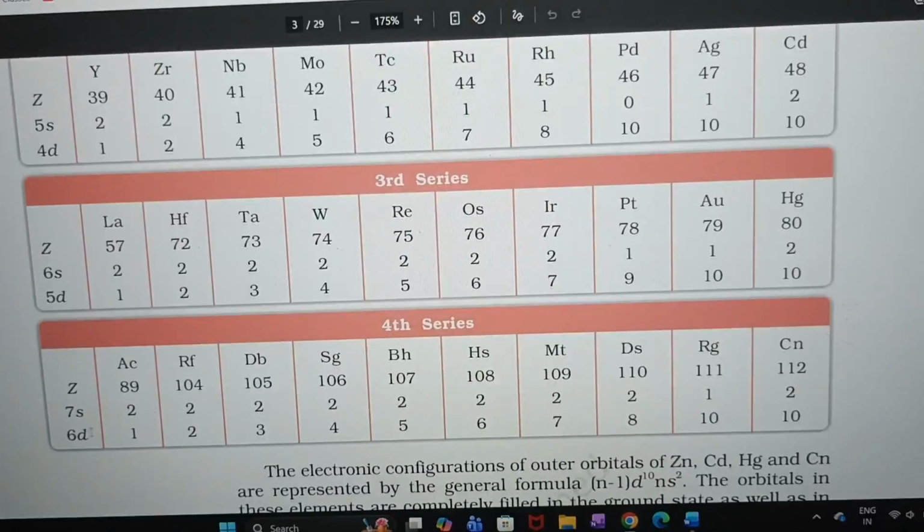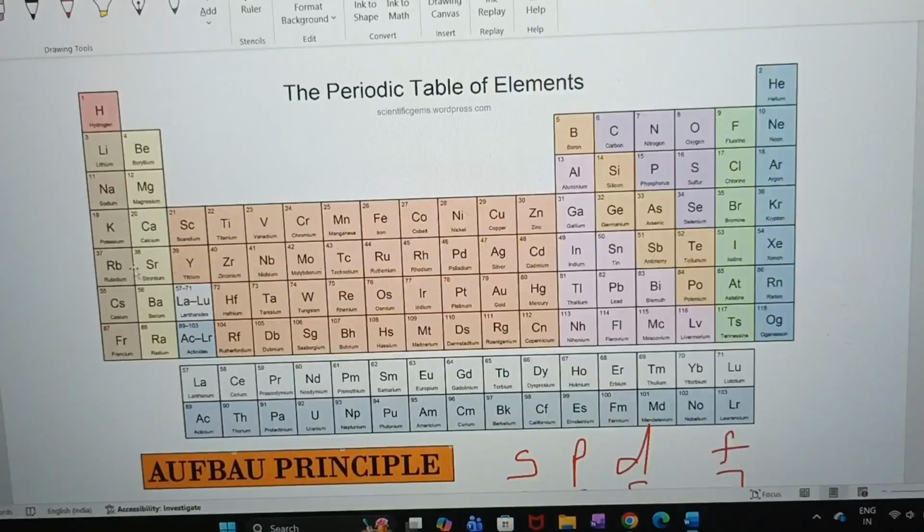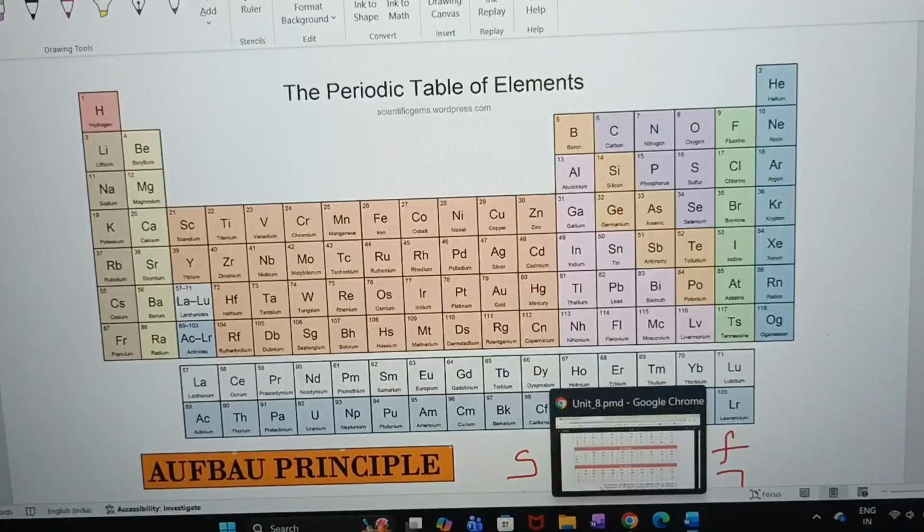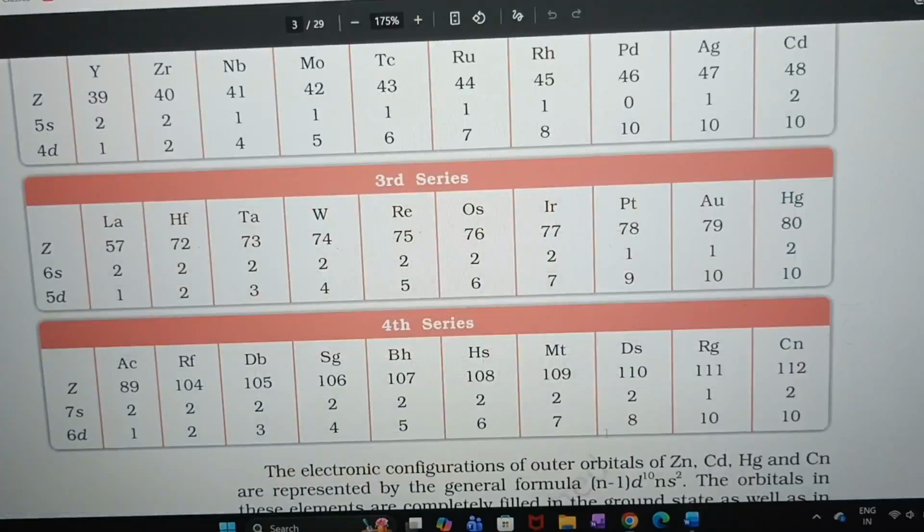Next will be the 6d series, 6d and 7s. For this, if you have to write the noble gas, for the 5d series, you will write xenon. And for the 6d series, you can write radon in the brackets before writing 6d and 7s. Before writing that, you can put the noble gas in the bracket. So here also it's following the same thing, 2, 1, 2, 2, 2, 3, 2, 4, 2, 5, 2, 6. But these last two will remain the same as these two only.